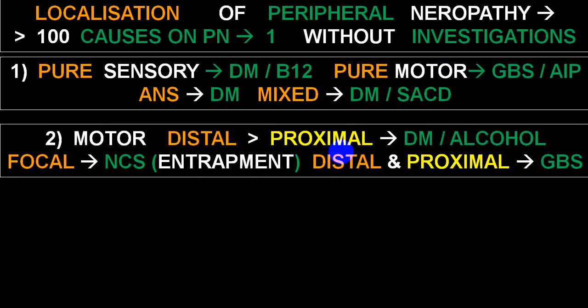If it is motor involvement, and if distal is more involved as compared to proximal, then suspect diabetes and alcohol. If it is a focal involvement, like involvement of only one nerve, then do suspect nerve compression syndrome, or we call entrapment. Classical examples: carpal tunnel, Bell's palsy, sciatica. If distal and proximal are both involved and rapidly progressive, GBS.